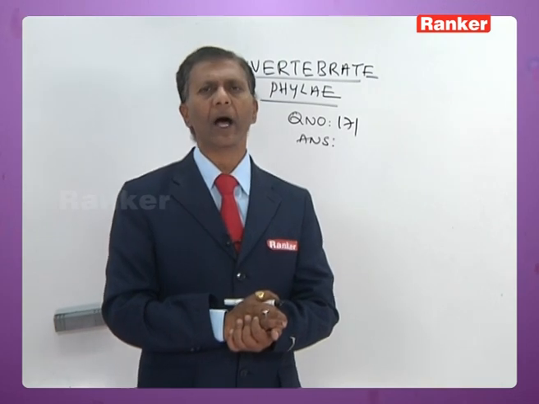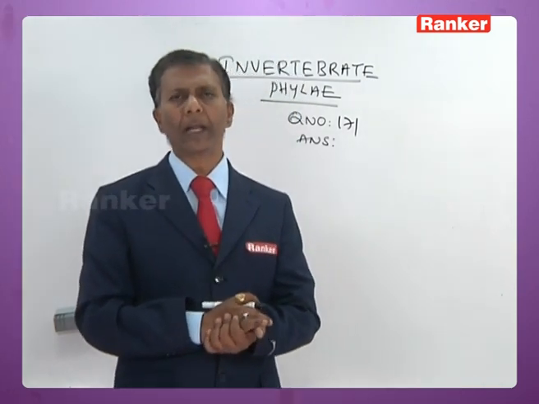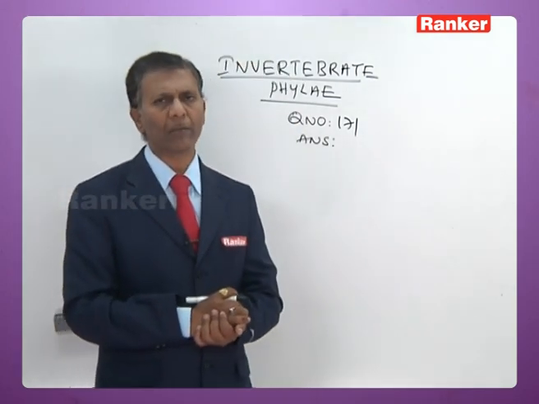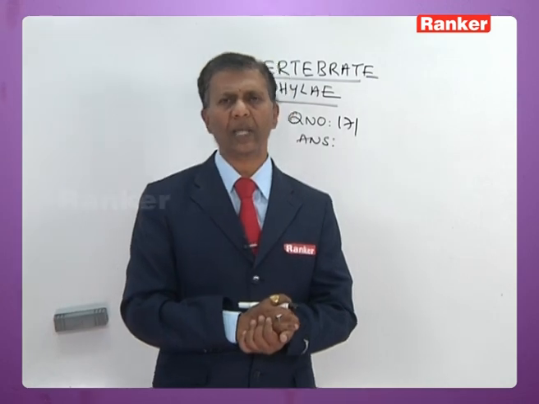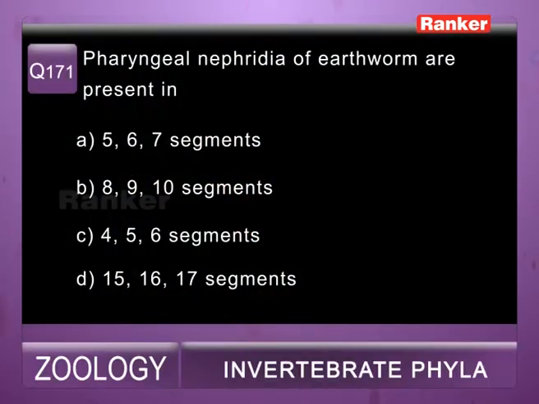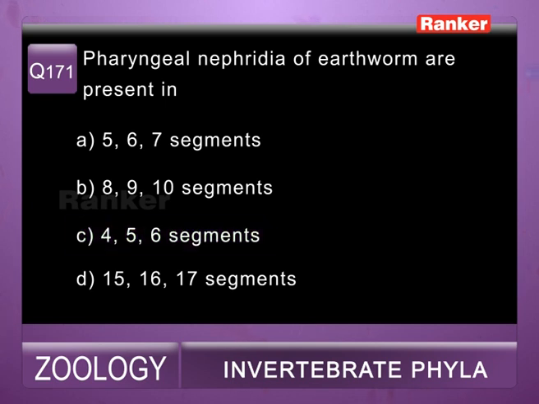The pharyngeal nephridia do not have nephrostome, so they are closed. As they open into the alimentary canal, they are called enteronephric. They are also called peptonephric because they are supposed to secrete digestive enzymes, also called tufted nephridia. So 171 question, correct answer is C, 4, 5 and 6 segments. So C is the correct answer for 171.